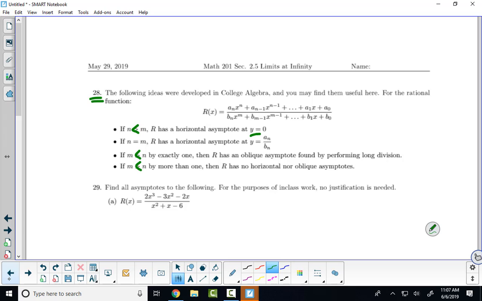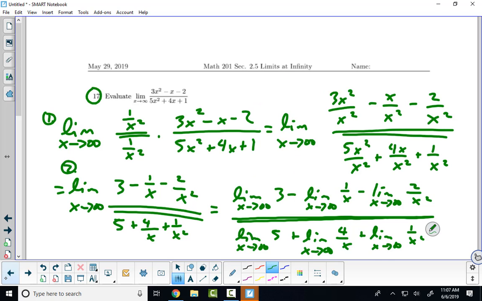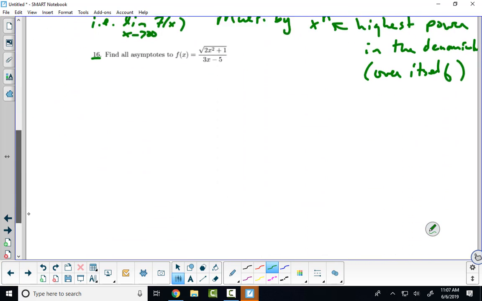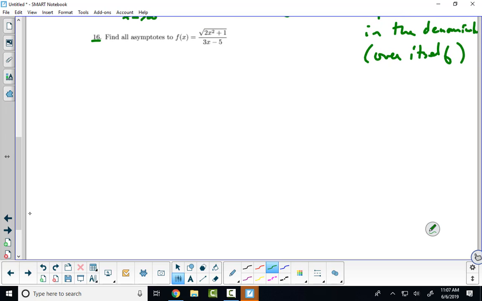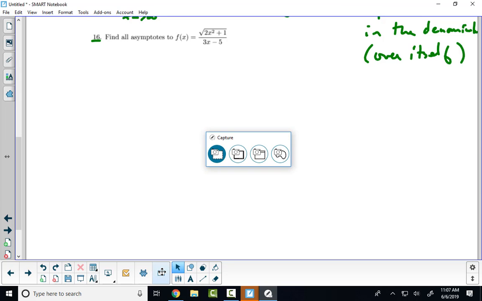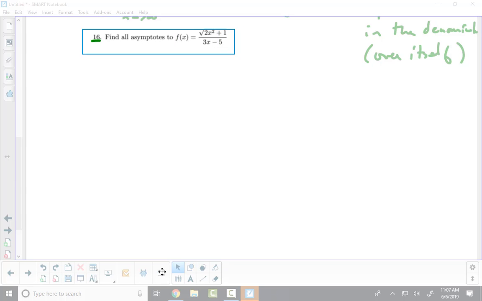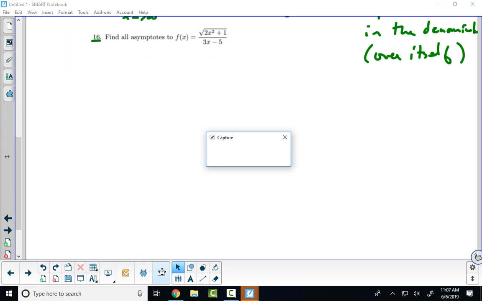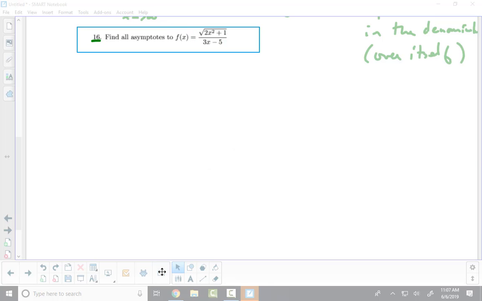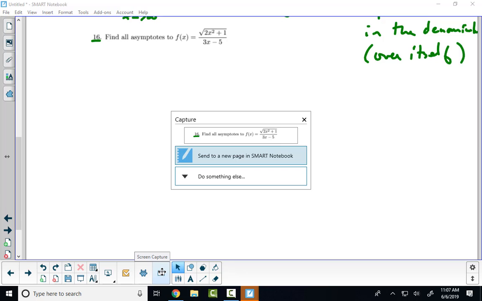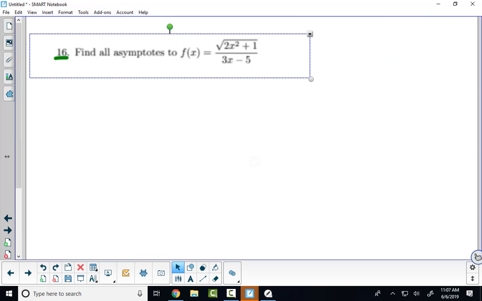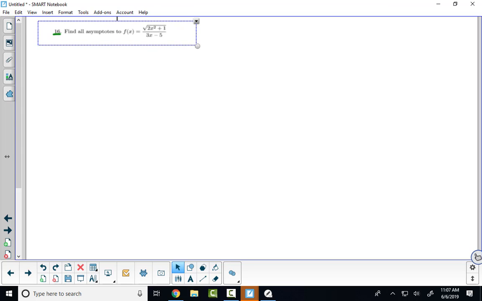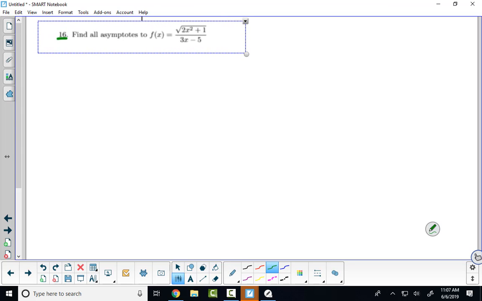I'm definitely going to run out of room on question 16, so I'm going to just put it on another page. We're asked to find all asymptotes to this function. All asymptotes. So what do I mean? Vertical asymptotes and horizontal asymptotes.